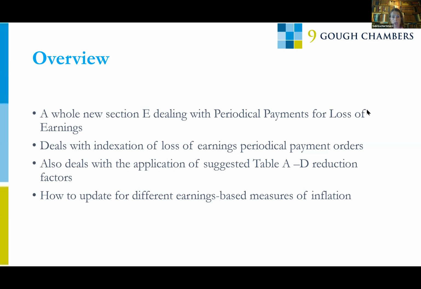So what does Section E provide us with? Well, it essentially provides the practitioner with a suggested alternative measure of indexation of loss of earnings in periodical payments orders. It deals with the application of suggested Table A to D reduction factors, and it shows you how to uprate for different earnings-based measures of inflation. So what does the section do?